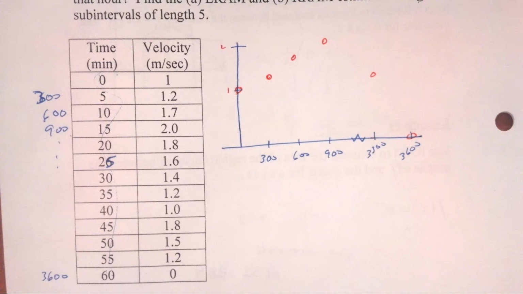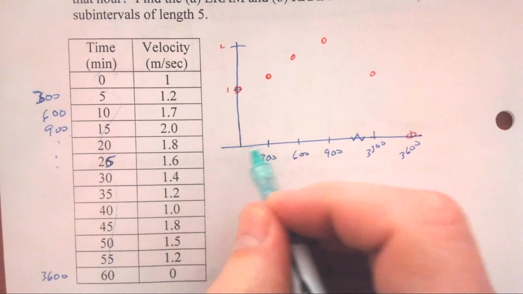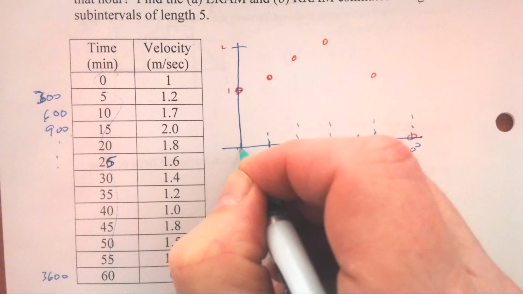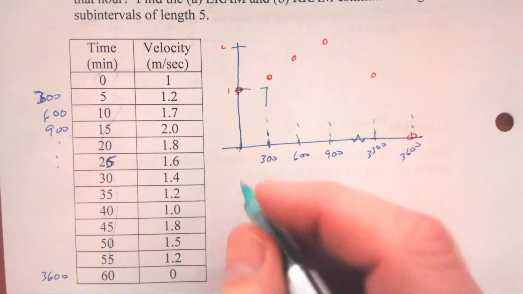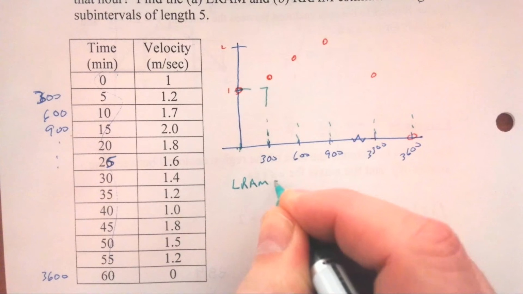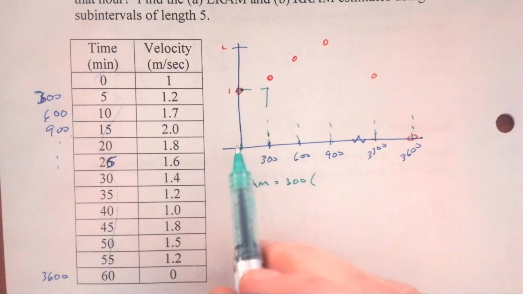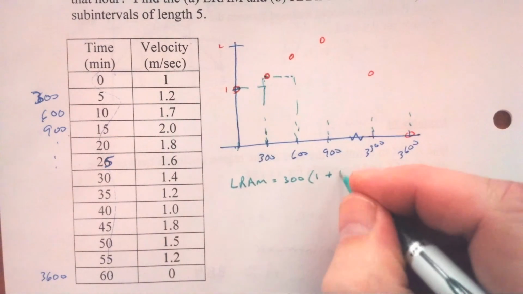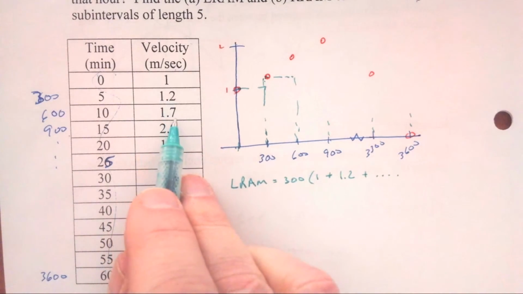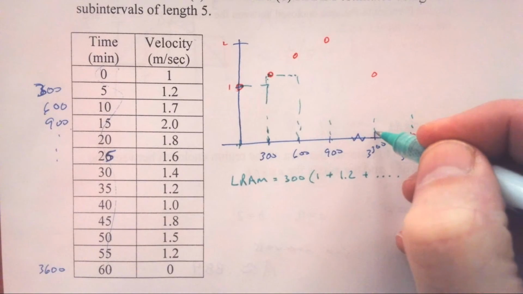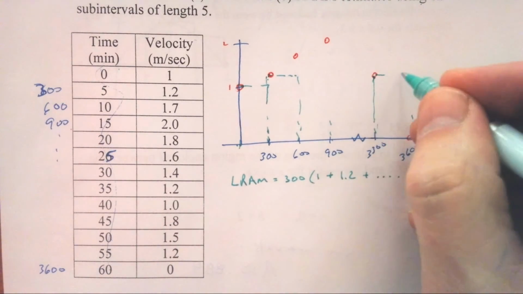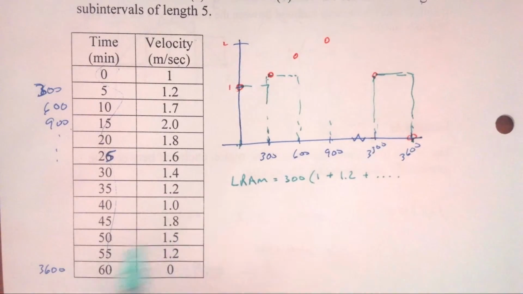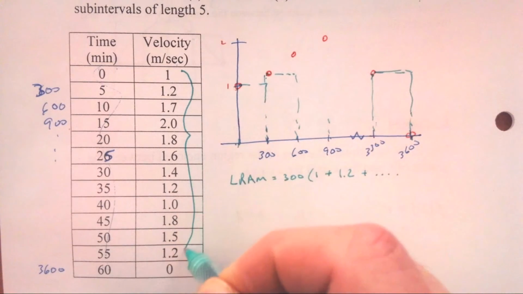Okay. So our LRAM would involve partitioning this. Here's our partitions. It would involve going to the left side of each partition. So here is LRAM. All the intervals are 300 wide. My first height is 1. My second height is 1.2. Plus dot, dot, dot. I'm going to go 1 plus 1.2 plus 1.7 plus 2. How far am I going to go? At 3,300, this is our 1.2. I build that rectangle, LRAM. Do I now go to here and build another rectangle? No, I've reached the end. That's my 12. I'm actually using for LRAM those values.